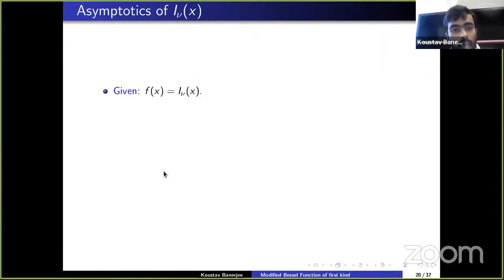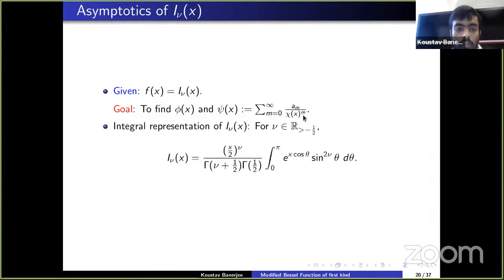So now I trace back to the asymptotics, how this asymptotic study began. So I saw f(x) to be I_ν(x). My goal is to find how φ(x) and ψ(x) can be found in this form. So ψ(x) has to be in this form, sum from 0 to infinity of a_m divided by χ(x) to the power m. Due to Jacques Hadamard, what I found in Watson's Treatise on the Theory of Bessel Functions, the monumental work of Watson, for ν belonging to real numbers strictly greater than minus half, which is enough for my purpose.